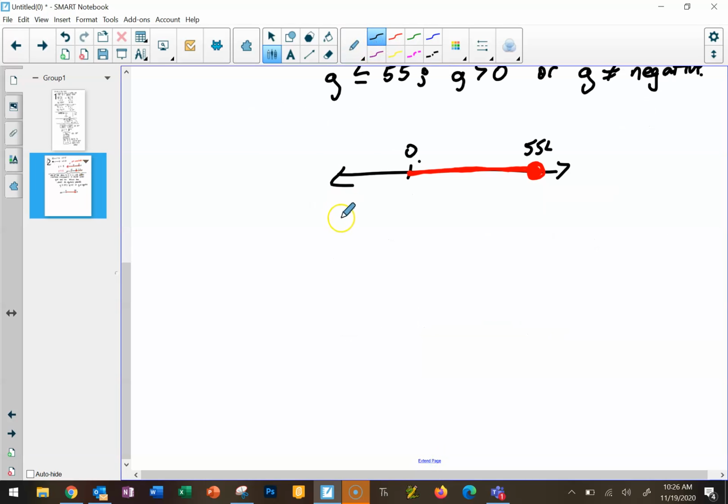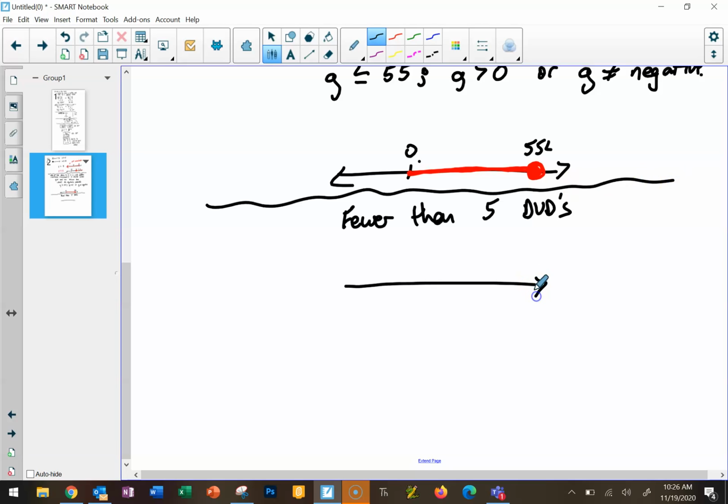I didn't quiz you on this, but let's just say you have to have fewer than 5 DVDs. I'll separate these as separate questions. If you had fewer than 5 DVDs, there's a couple things that you need to consider. So let's just use D for DVDs. D had to be less than 5, right?